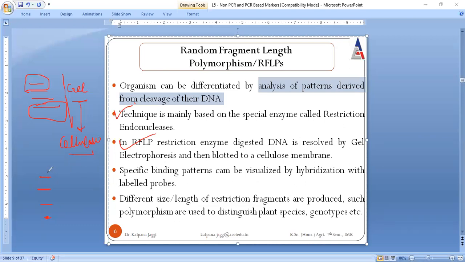Now which band is which one? This in turn can be visualized by hybridization with a probe. A probe is again a known sequence. Different size fragments are produced, and these different fragments are said to be polymorphism, that is the variation, and these variations in turn are used to distinguish plant species, genotypes, etc.